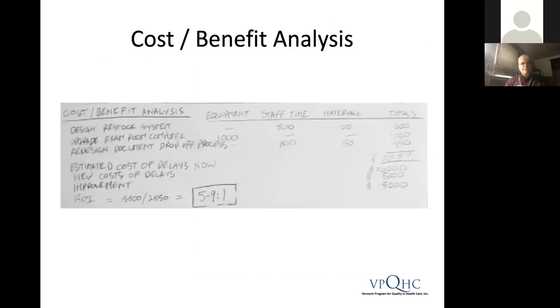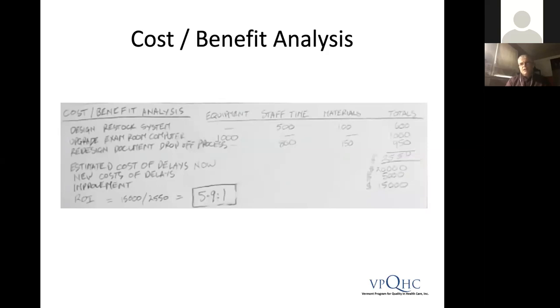Here's the one for us. Designing this restock system is going to take about $500 worth of staff time and about $100 worth of materials. Upgrading the exam room computer is going to cost about $1,000 for the new computer, and redesigning the document drop-off process is going to take about $800 of staff time and about $150 of materials. So it gives us the cost of the countermeasures to be $2,550.